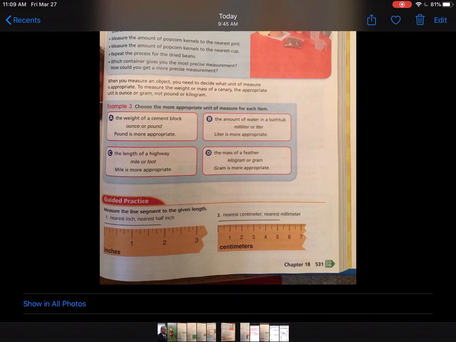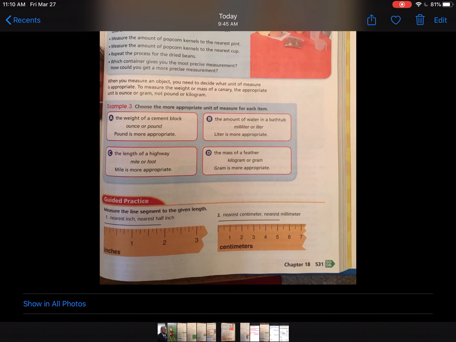The length of a highway in miles or feet, it's a highway. Cars don't measure in feet, they measure in miles. And the mass of a feather, kilogram or gram. Feathers are pretty light. We would want to go with the lighter unit of measurement, that's grams. I'm going to do the practice solutions on this video as well, so feel free to pause and attempt the practice problems, and unpause when you're ready to hear those solutions.